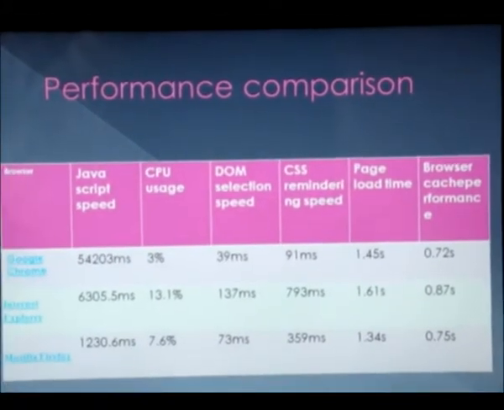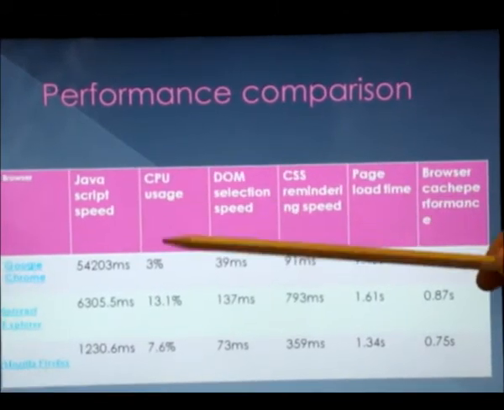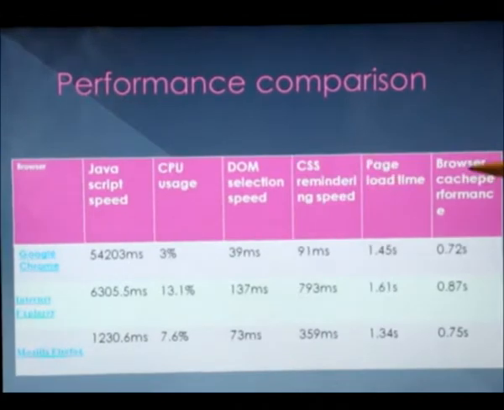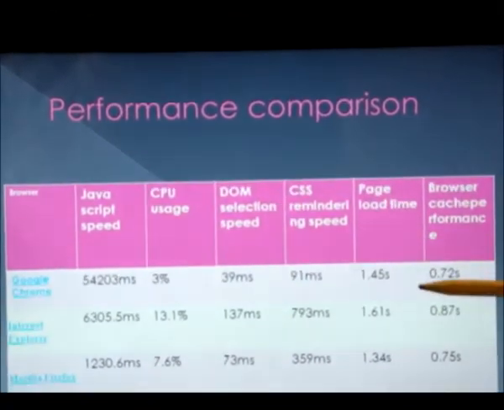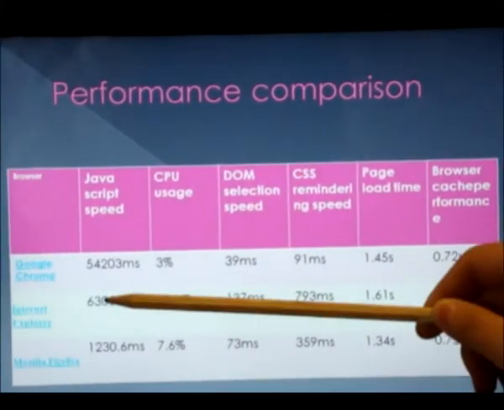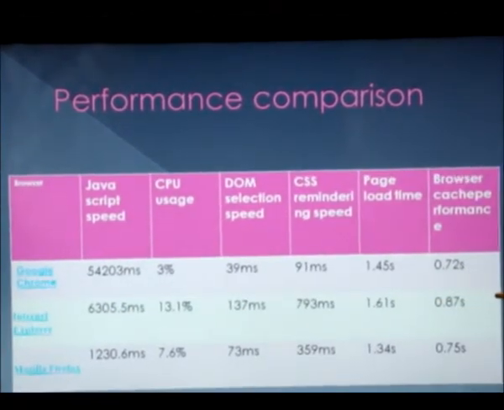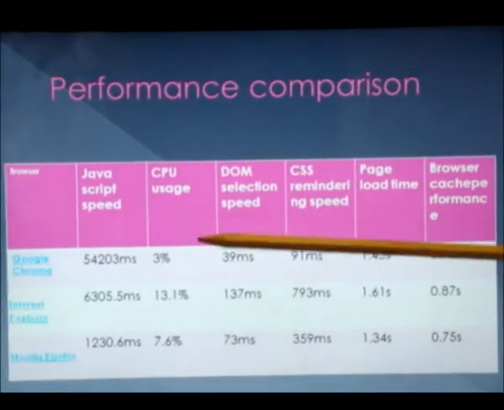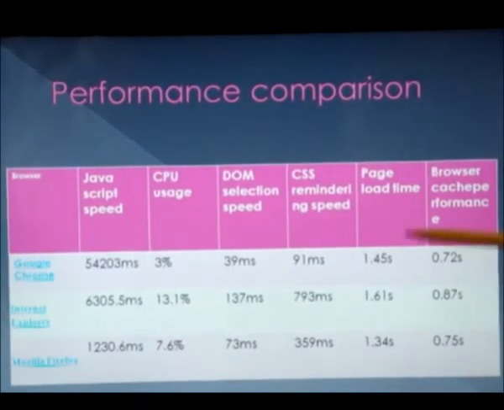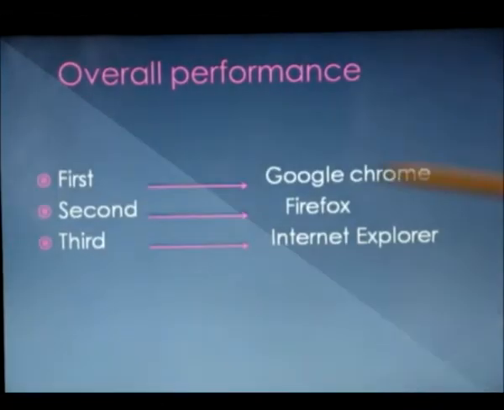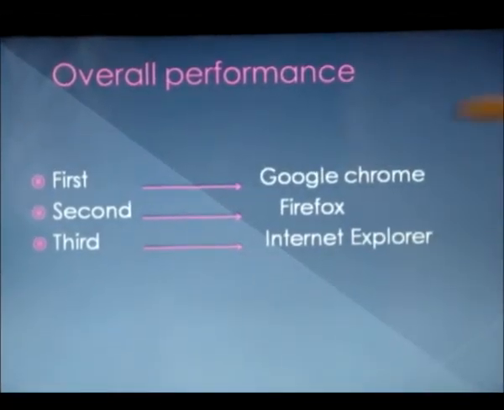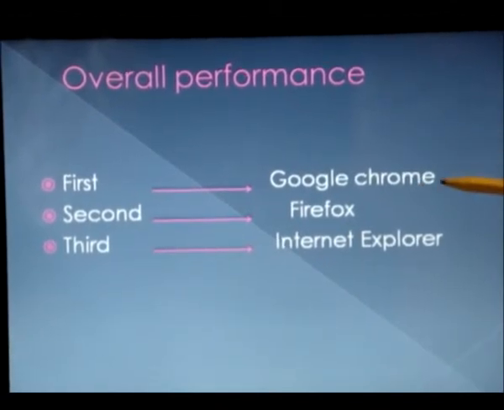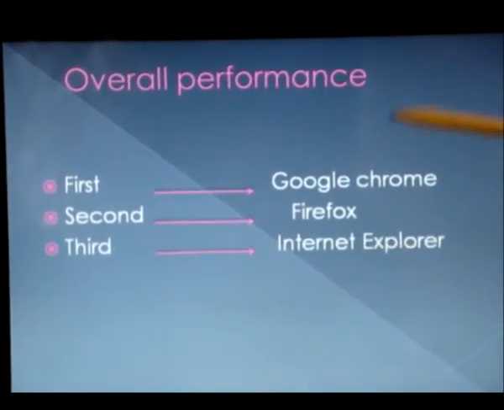Performance comparison. We compare those three from the speed, CPU usage, loading time, and so on. From the comparison, we can see that Internet Explorer is acting the worst because it takes up the most CPU usage, but has the lowest loading time. For the overall performance, we suggest that Google Chrome is the first, Firefox the second, Internet Explorer the third.